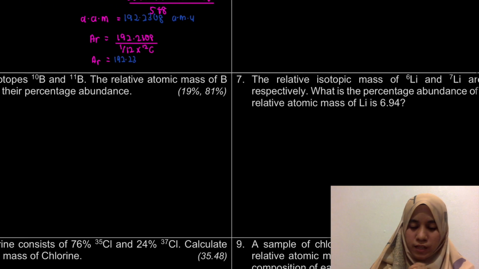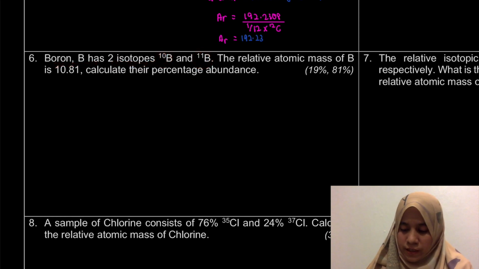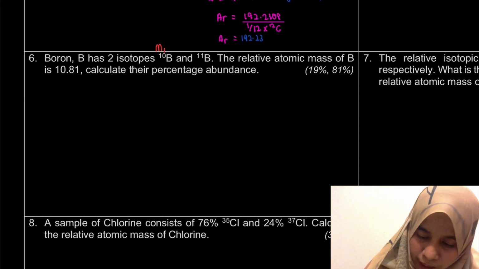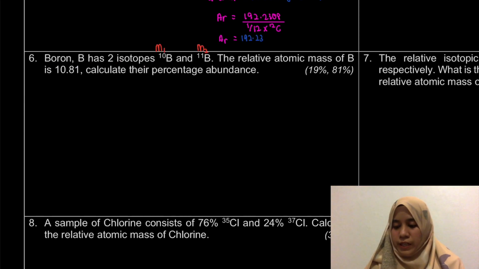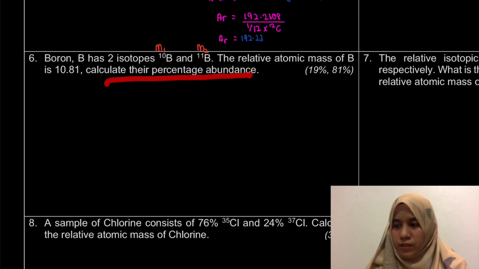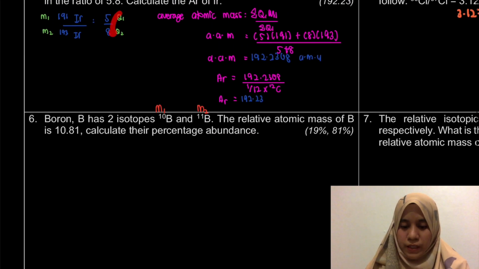Question number 6 says boron has 2 isotopes, boron-10 and boron-11. So here you should know this is our M1, this is our M2. And it gives the relative atomic mass of boron as 10.81. Calculate their percentage abundance. So in this case, previously it gave Q and M, and we found the relative atomic mass.